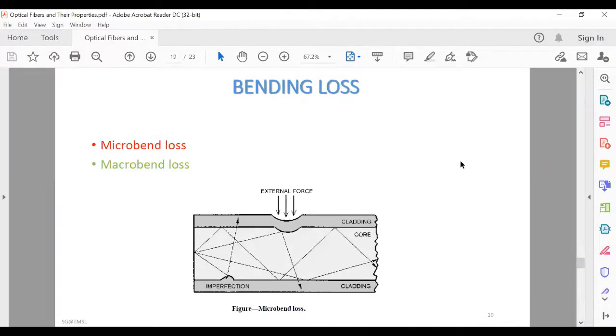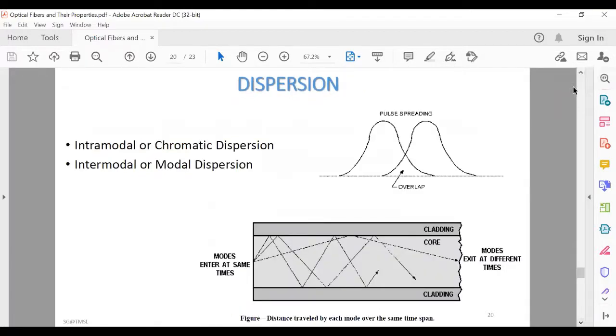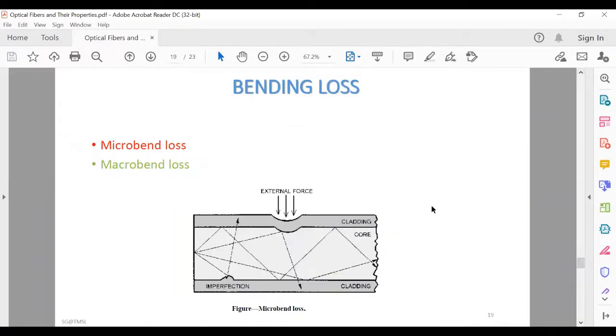Next is the bending loss. Bending the fiber also causes attenuation, and it is classified according to the bend radius of curvature: microbend loss and macrobend loss. Microbends are small microscopic bends of the fiber axis that occur mainly when a fiber is cabled. Macrobends are bends having a large radius of curvature relative to the fiber diameter.